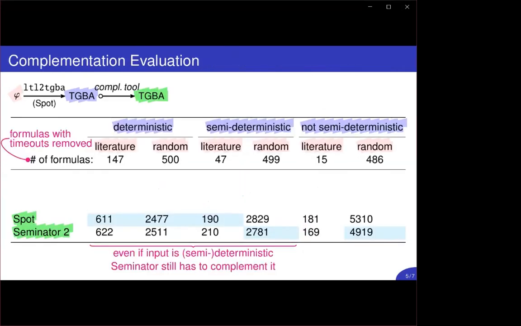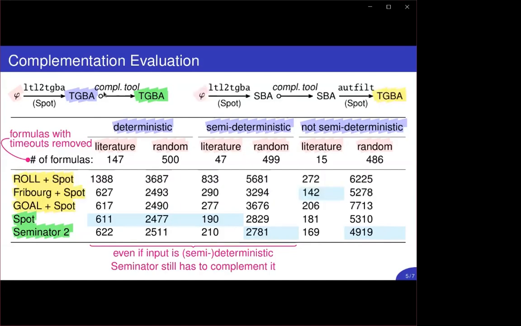For the complementation, we have more tools to compare. The setup is similar. Start from an LTL formula, translate it into a TGBA, then apply some complementation tools and measure the size of the output TGBA. Two such tools are Spot and Seminator 2. We distinguish 3 cases for the input TGBA. It can be deterministic, semi-deterministic, or not semi-deterministic. In the latter case, Seminator 2 has to semi-determinize it first, and in the 3 cases, it still has to complement it.